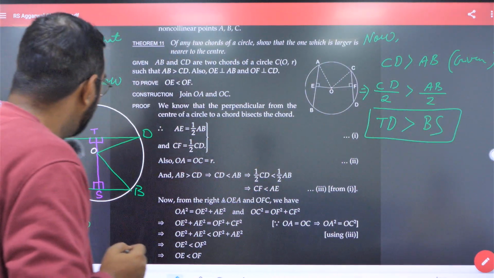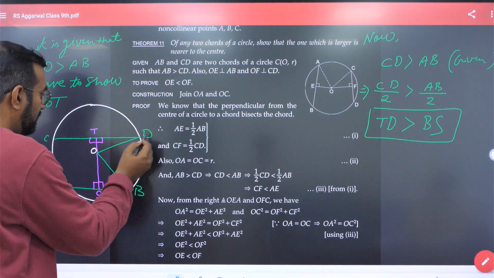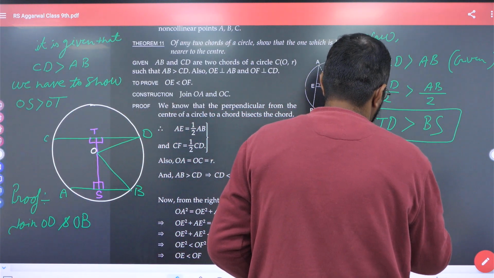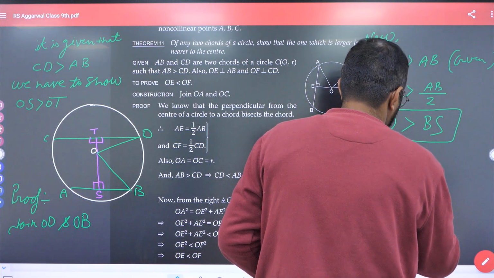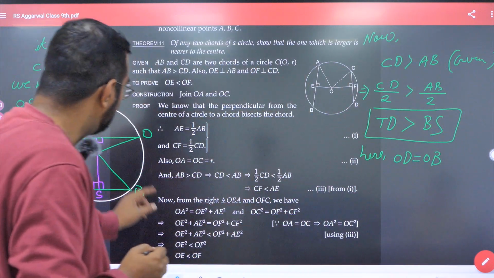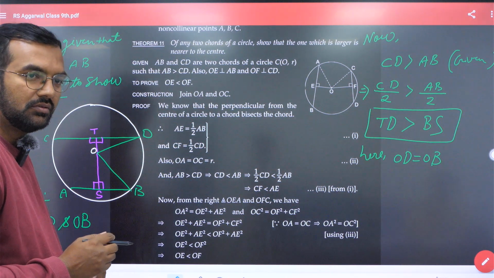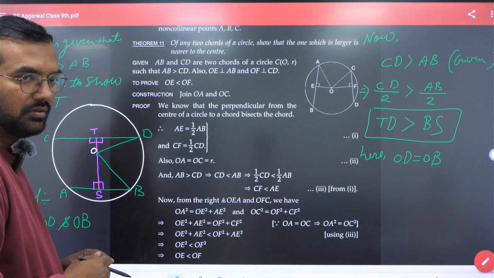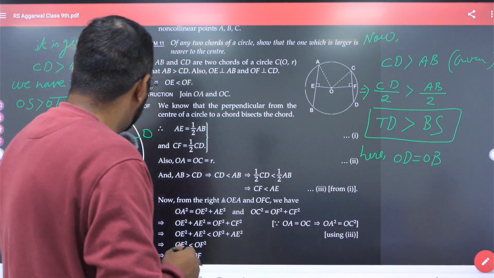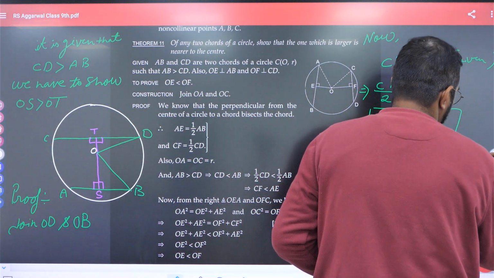Now look at triangle TDO. Here OD is equal to OB. How? Because both are radii of the same circle. So OD is equal to OB, which is equal to R.